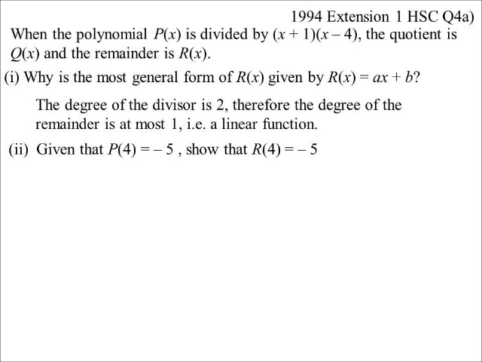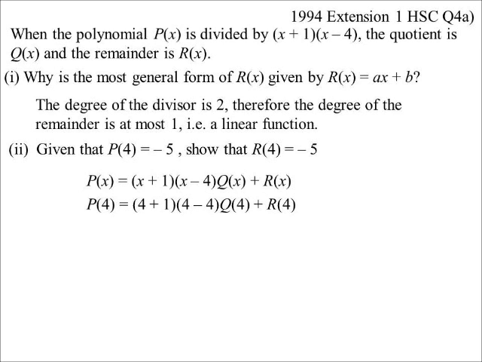Given that polynomial of 4 is equal to minus 5, show that remainder of 4 is equal to minus 5. Okay, let's just sub in. Polynomial of 4, and there it is, minus 5. Remember they've said given that polynomial of 4 is minus 5, so if we just sub in, we get polynomial of 4. On the right-hand side, we're left with remainder of 4, so it must also be minus 5.